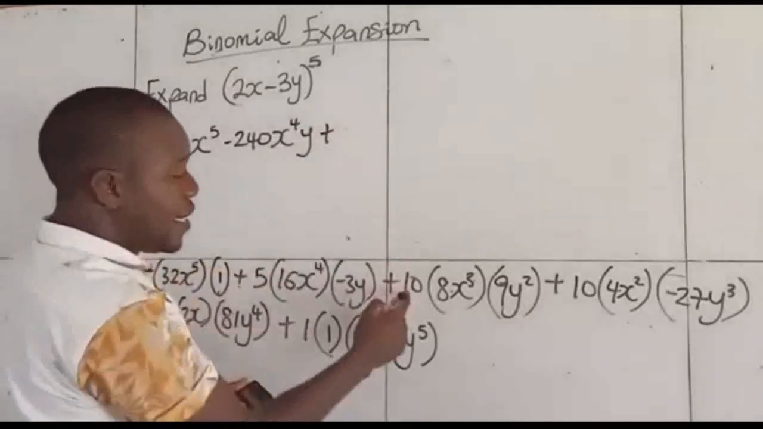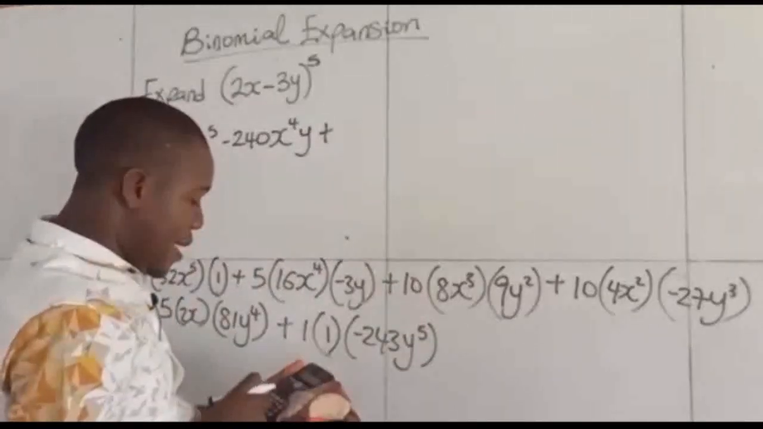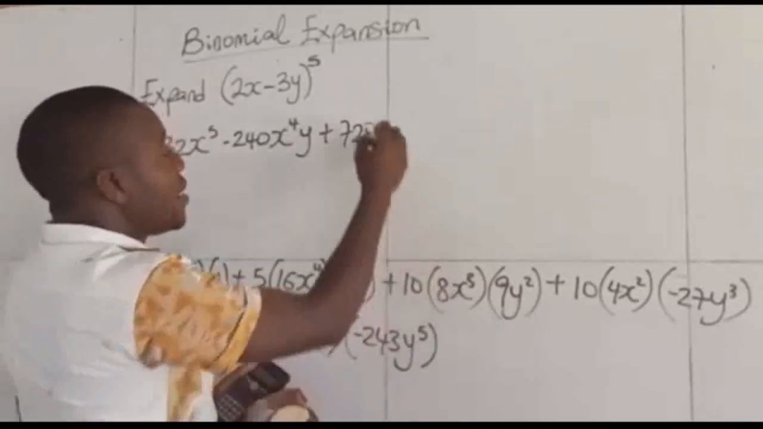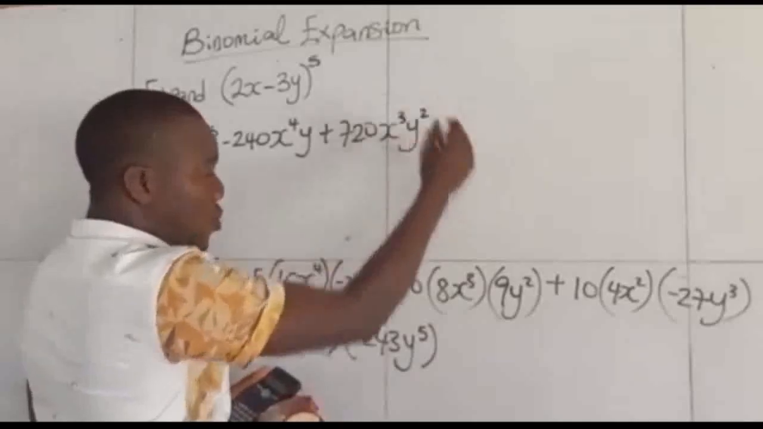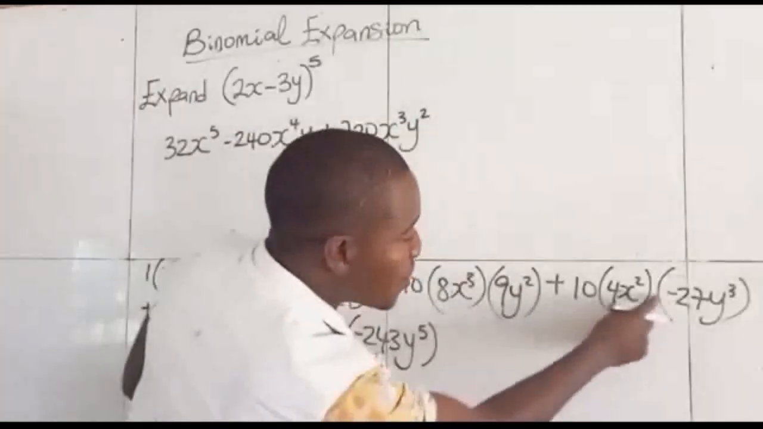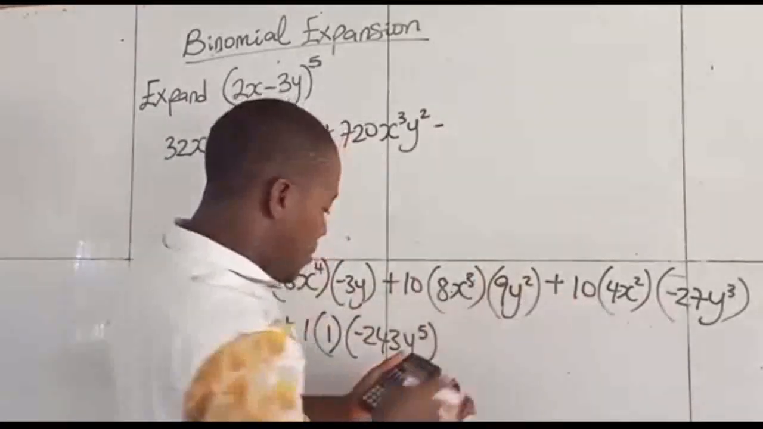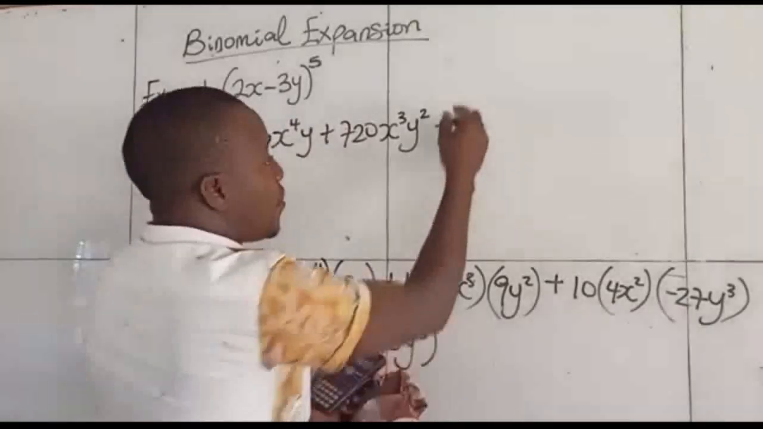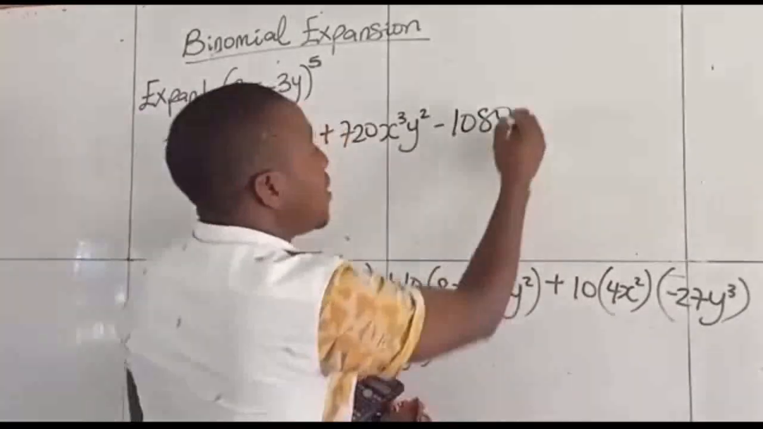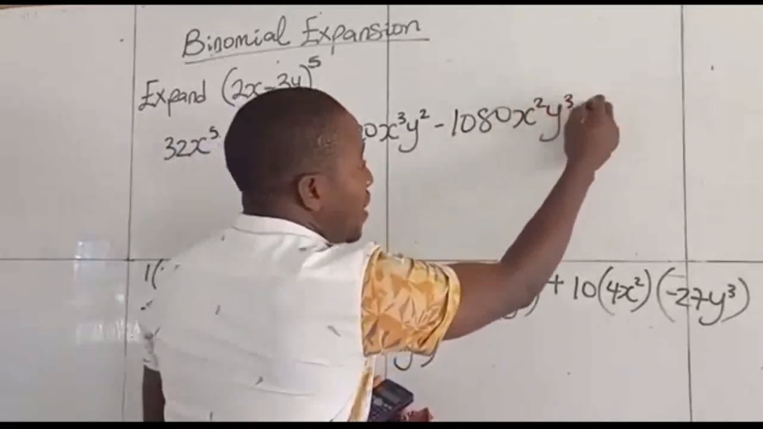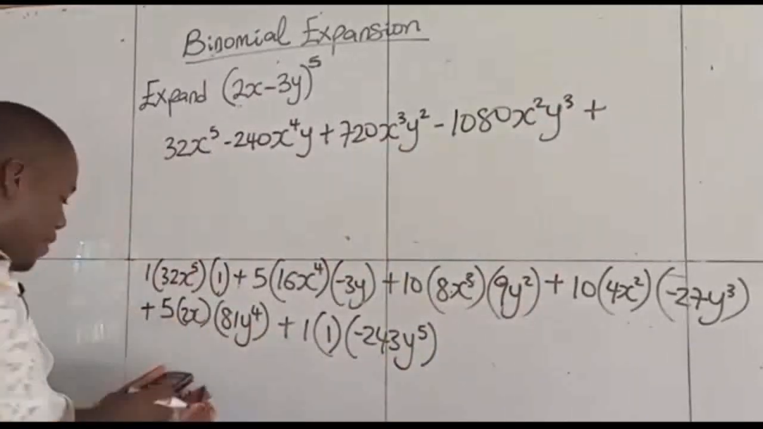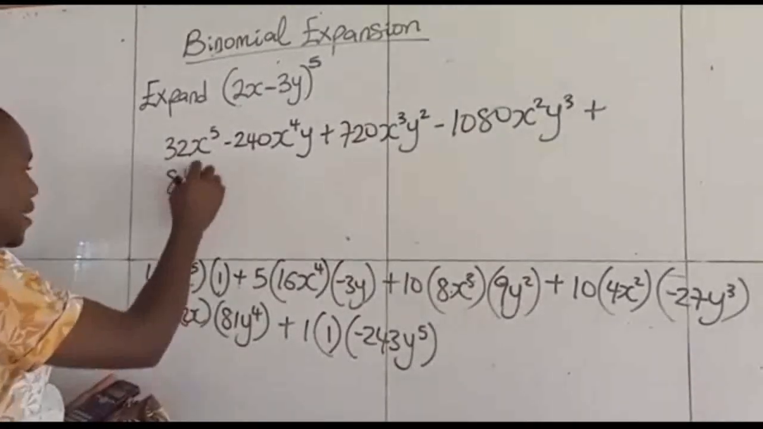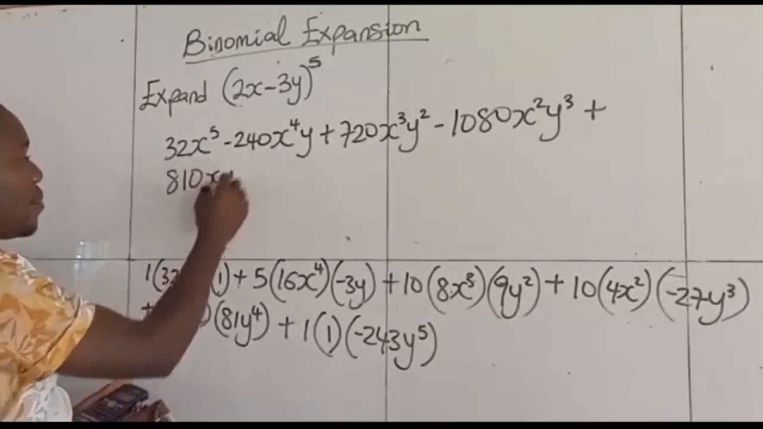Then plus 10 times 8, 80. 80 times 9, 720. 720 x raised to the power 3, y raised to the power 2. And then minus and plus will give me minus. 4 times 10 is 40. 40 times 27 will give me 1080 x to the power of 2, y to the power of 3. Plus 5 times 2 is 10. 10 times 81, 810. 810 x, and then y to the power of 4.